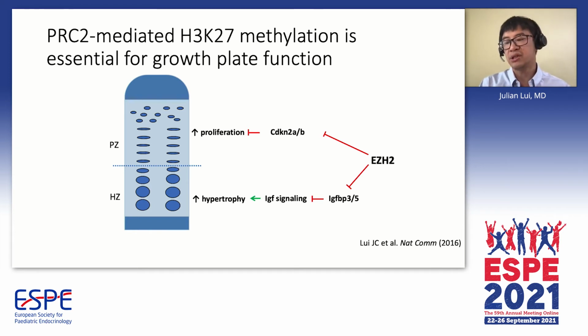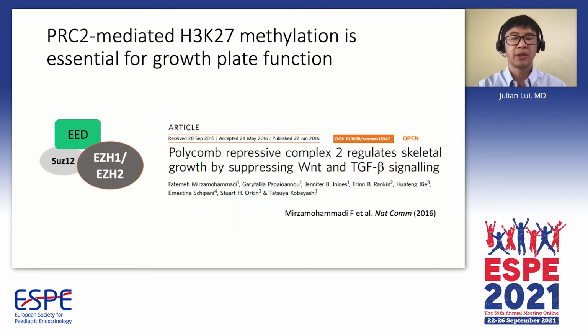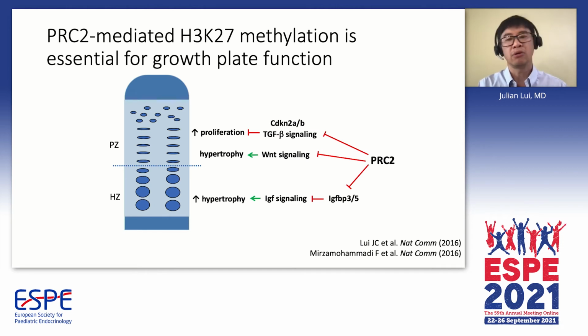And when we were studying this EZH1 and 2 mice, around that same time, another group in Boston was studying another mouse model, which is the EED knockout. Now, EED is another member of this PRC2 complex, and the EED knockout mouse has a very similar skeletal phenotype as ours, except they were focusing on other pathways. They were focusing on the Wnt signaling and TGF-beta signaling. And so putting ours and theirs together, it looks like the PRC2 complex plays an important role in the growth plate by controlling many different signaling pathways that are important in the growth plate.